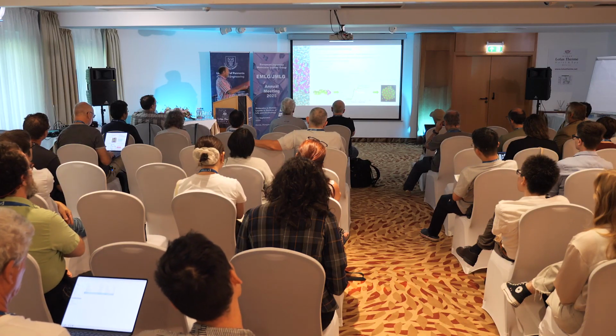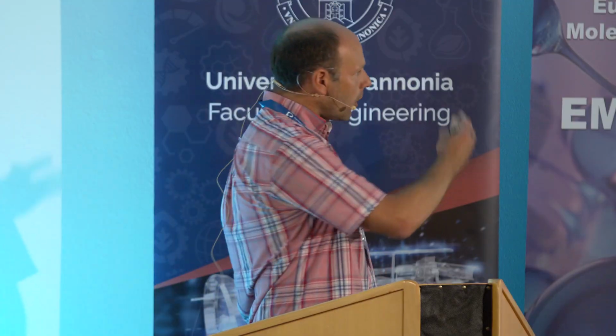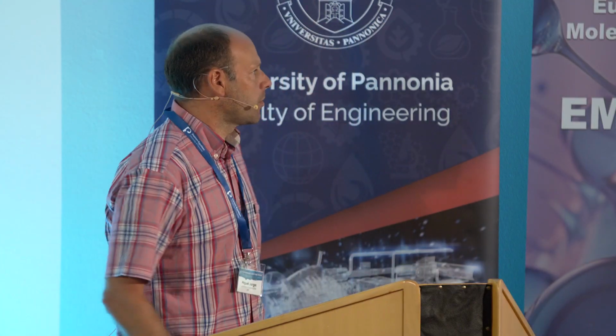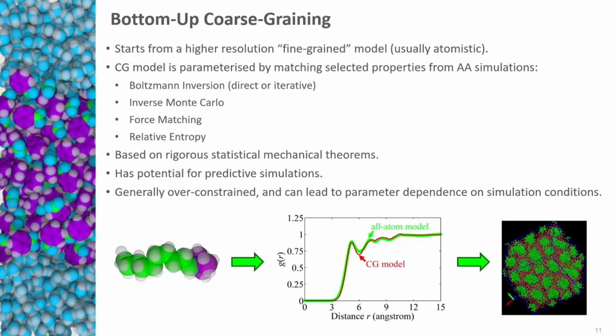So bottom-up, these are just some examples. Again, I'm not particularly an expert in bottom-up coarse graining. I know a little bit about these approaches, but they have been developed by many different groups. So essentially, you start from a higher level resolution. You can start from quantum mechanics. There's been work done that way, but usually you start from an atomistic description, and then you coarse grain it to a lower level of theory using this approach.